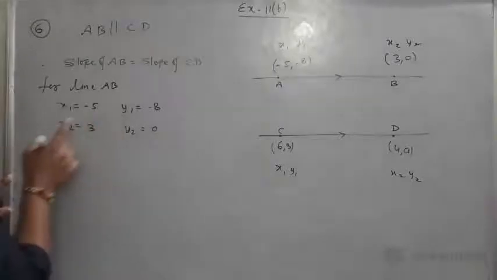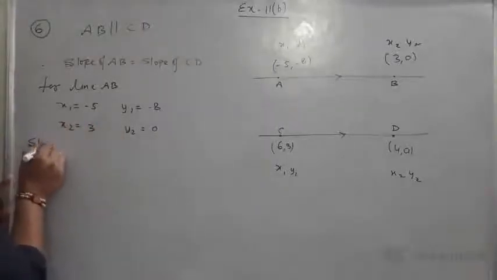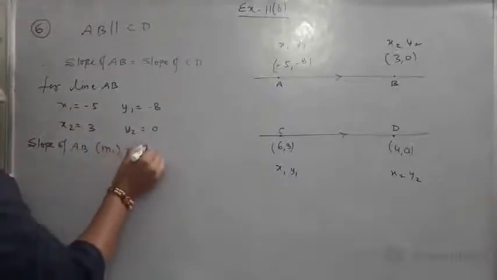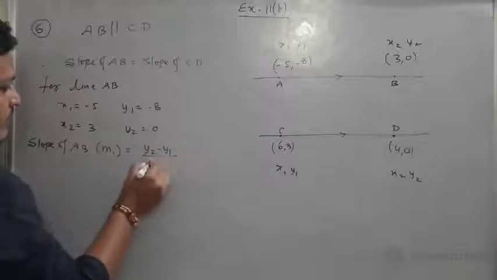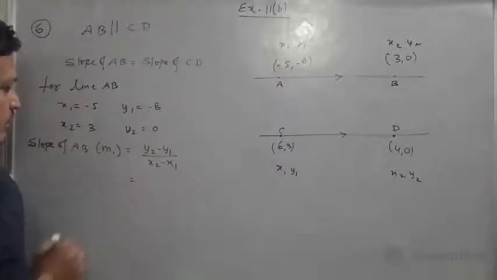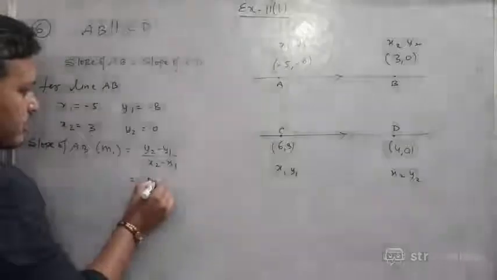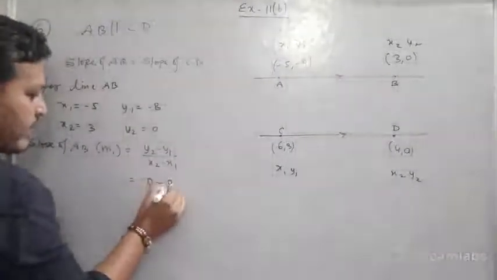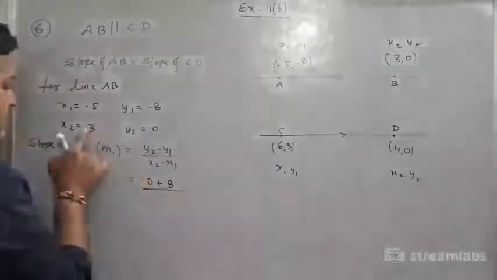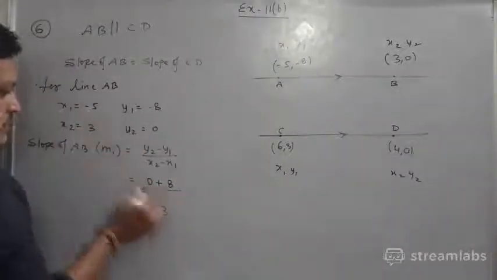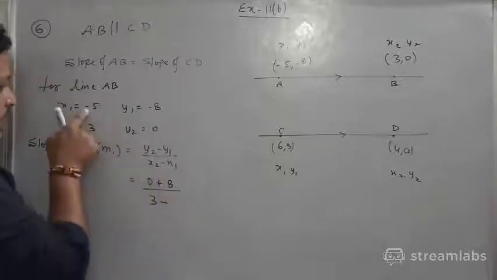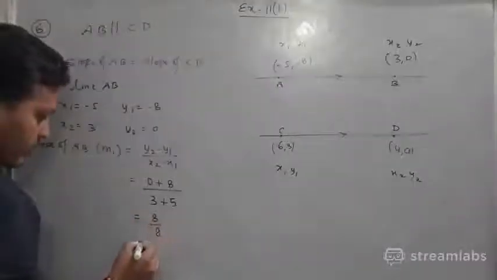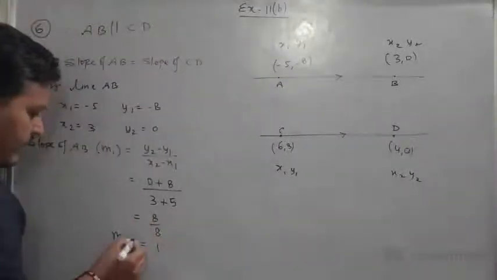Yes sir, slope of the line AB. Let it be denoted by m1. What is the formula? y2 minus y1 upon x2 minus x1. Substituting the values: 0 minus (-8), which is 0 plus 8, upon 3 minus (-5), which is 3 plus 5. So 8 upon 8 is equal to 1. The slope of line AB is equal to 1.